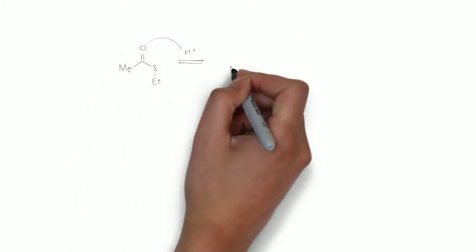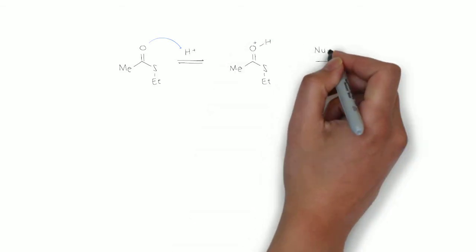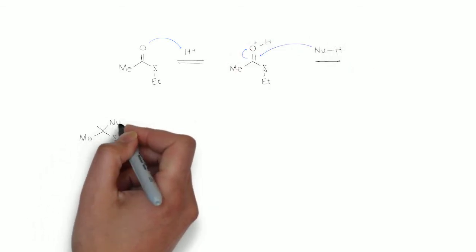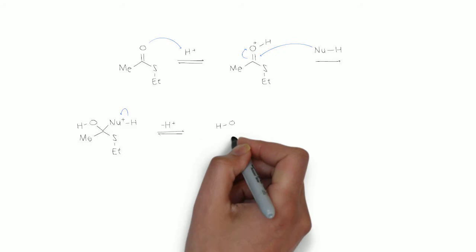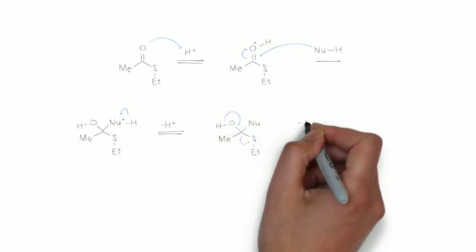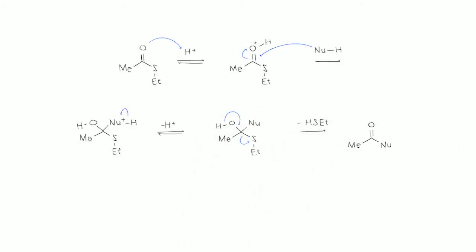In the body, we don't have acyl halides, and we don't have acid anhydrides, and sometimes esters are not reactive enough. So nature will often use what? Thioesters. Thioesters are a little bit more reactive than normal esters.